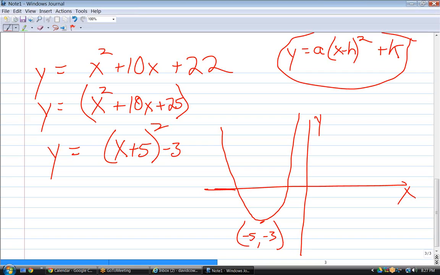What's the range? Bracket negative 3, infinity? Good. Okay. Is the minimum negative 3? Yes, it is. In other words, when they ask about minimum or maximum, they're asking about the y coordinate of the vertex. It occurs when x is equal to -5, but the minimum is -3.